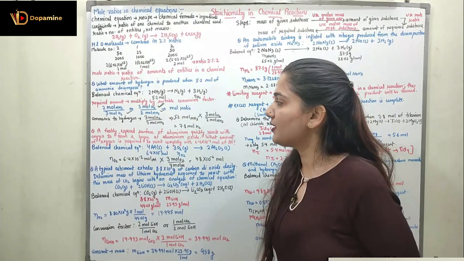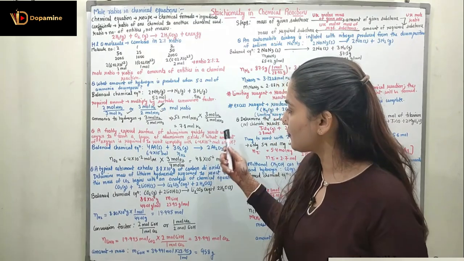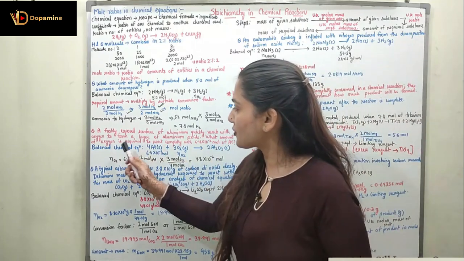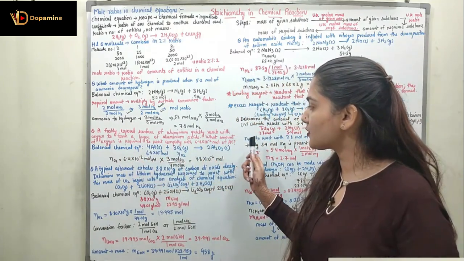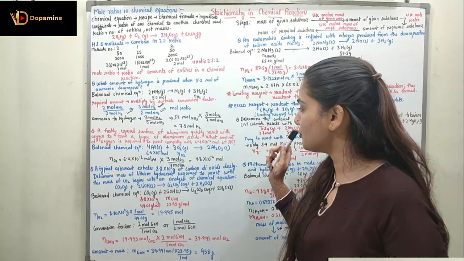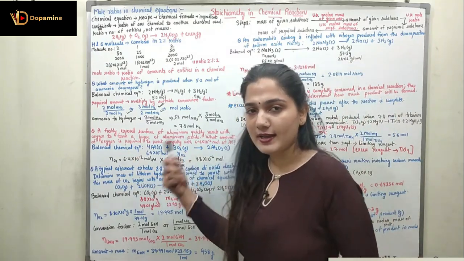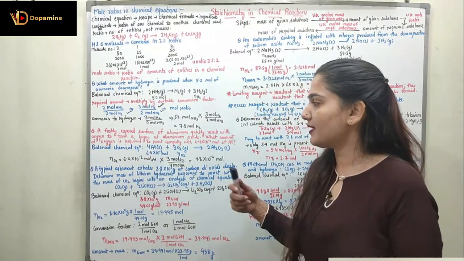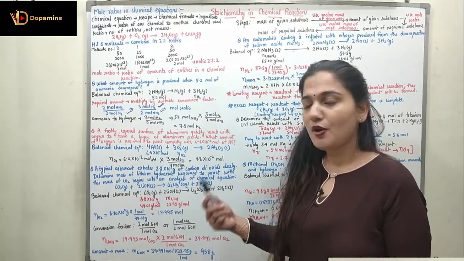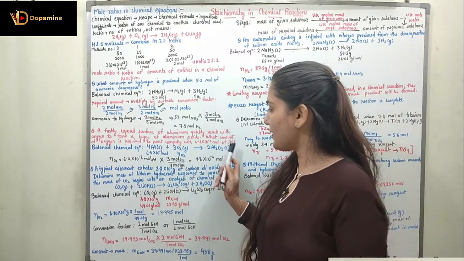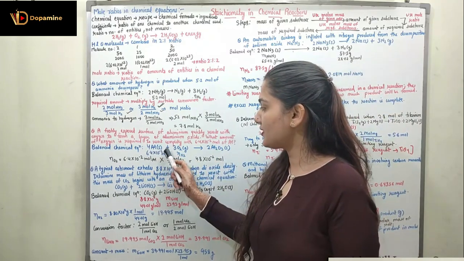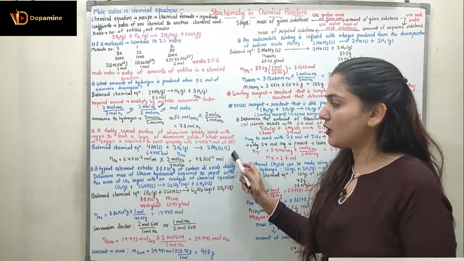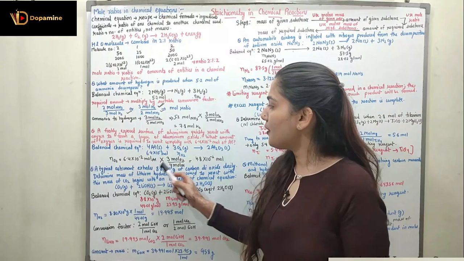Coming to the next question: a freshly exposed surface of aluminium quickly reacts with oxygen to form a layer of aluminium oxide. What amount of oxygen is required to react completely with 6.4 into 10 raised to power minus 2 moles of aluminium? First of all, again we have to find the balanced chemical equation. The balanced chemical equation involves the reaction of aluminium with oxygen to form Al2O3. So 4 aluminium in the solid state reacts with 3 O2 in the gaseous state to form 2 Al2O3 in the solid state, right?